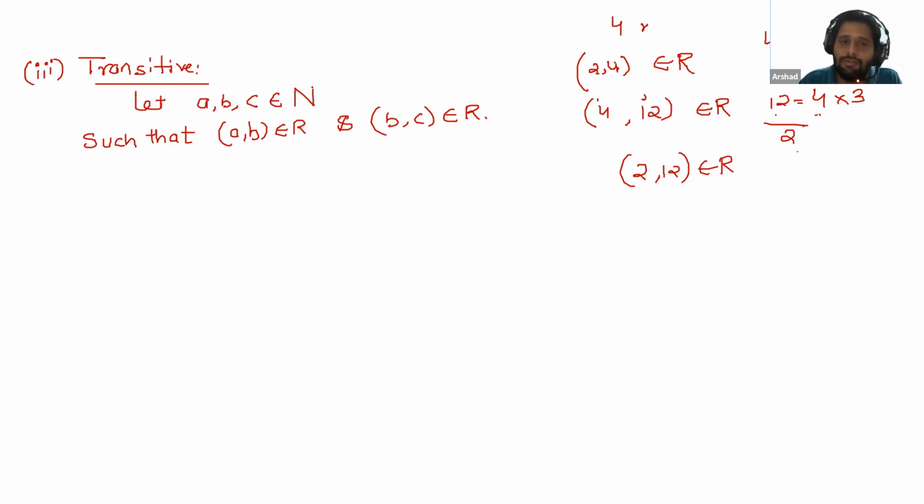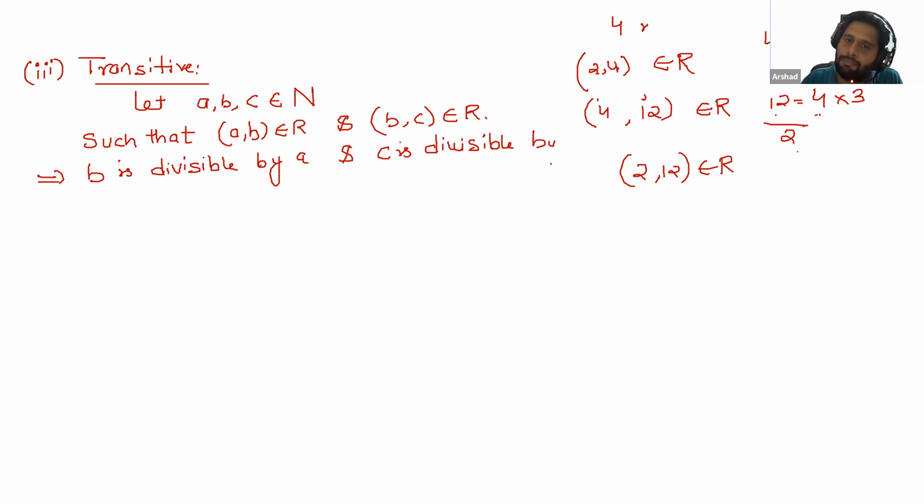If the set is different, I will tell you that case later on. So we will do it in this way. Now, what does this mean? A, B belongs to the relation R. This means B is divisible by A. And C is divisible by B.